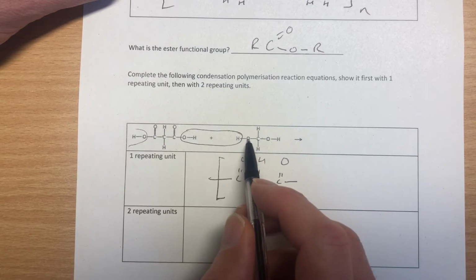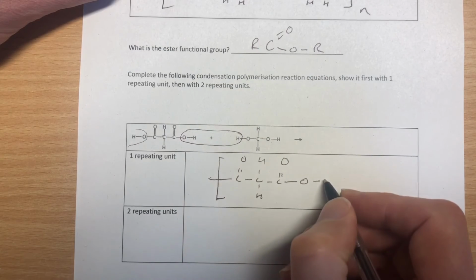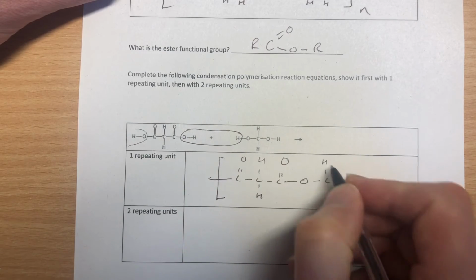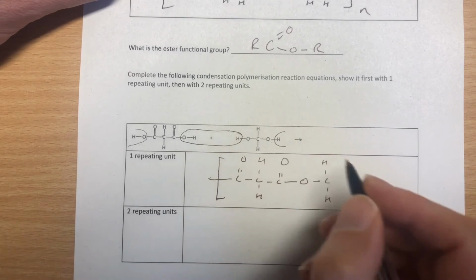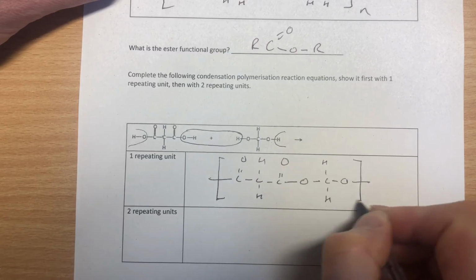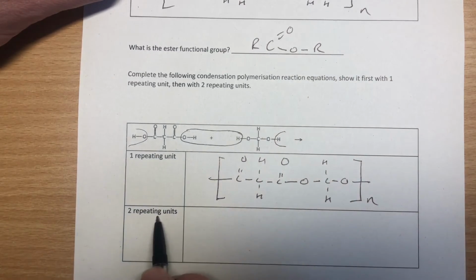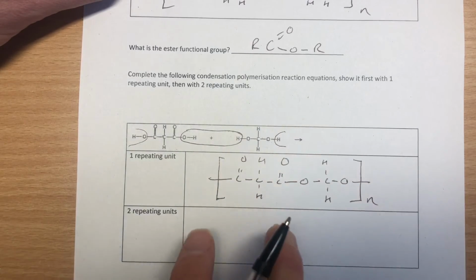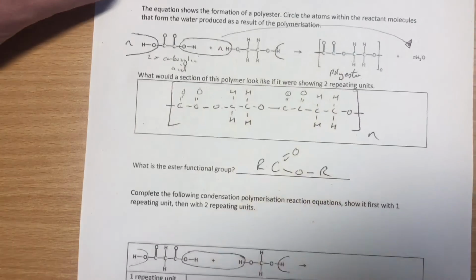We're now going to come over here and I'm going to go straight to the oxygen. Oxygen, CH2. Okay, and that hydrogen is going to get taken off to form a water molecule as well. So oxygen through the bond now. Okay, N times. For 2 repeating units, I'm going to draw that not once, but twice, brackets around either side, exactly like we did with that one up there.